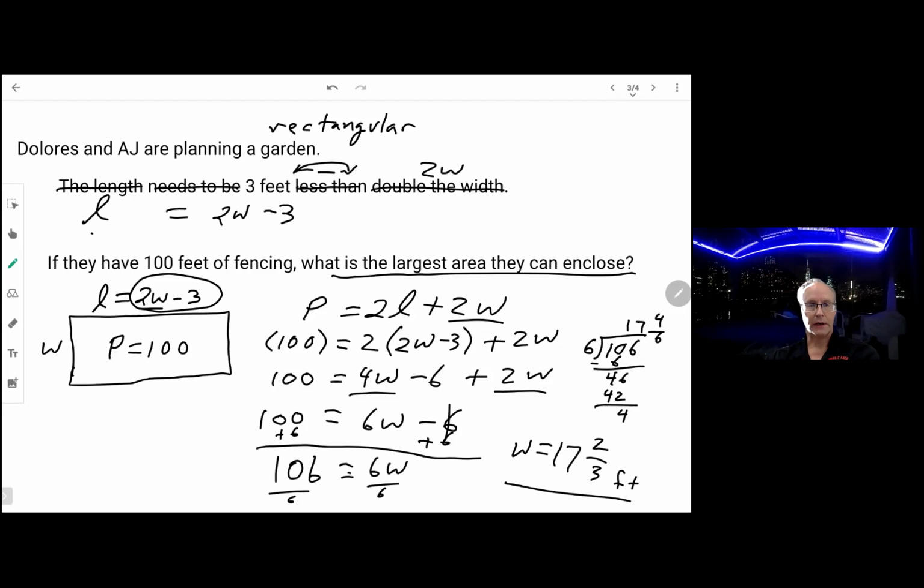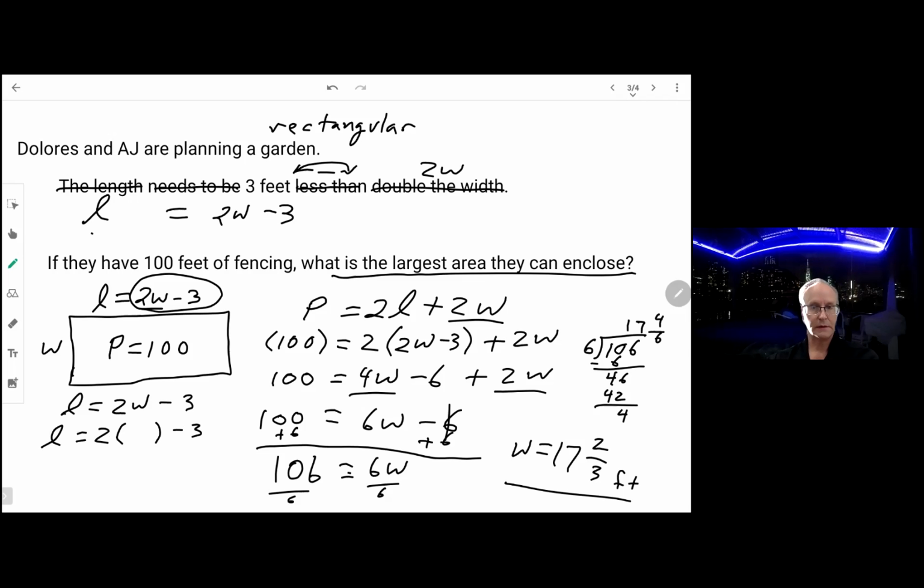Now, a lot of people are going to say, well, I'm done. I've found the width. Well, yes, you've done part of the problem. The next part of the problem is to find the length, because in order to find the area, we would have to know the length. And the length is equal to 2W minus 3. And I'm going to substitute my W into this equation so that I can find my length.